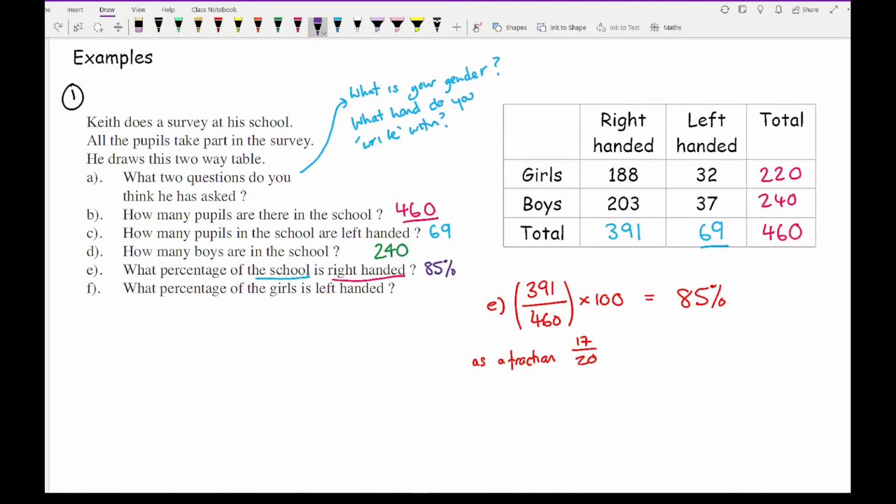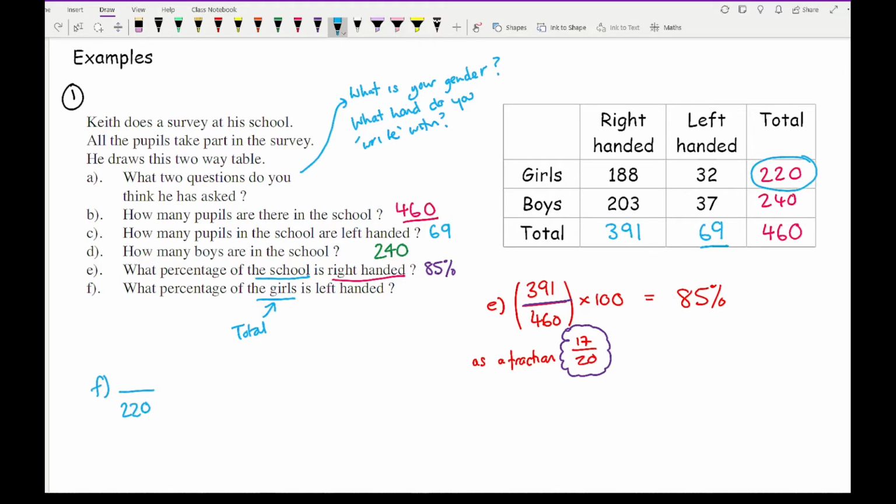But again, if the question did ask for a fraction, then I would have to write it as 17 over 20 in its simplified form, but the actual fraction would be 391 over 460. Now part F then says the percentage of girls that is left-handed. Now this one is slightly worded differently. So here my total is the number of girls. So the number of girls there are is 220. So for part F, it's going to be 220.